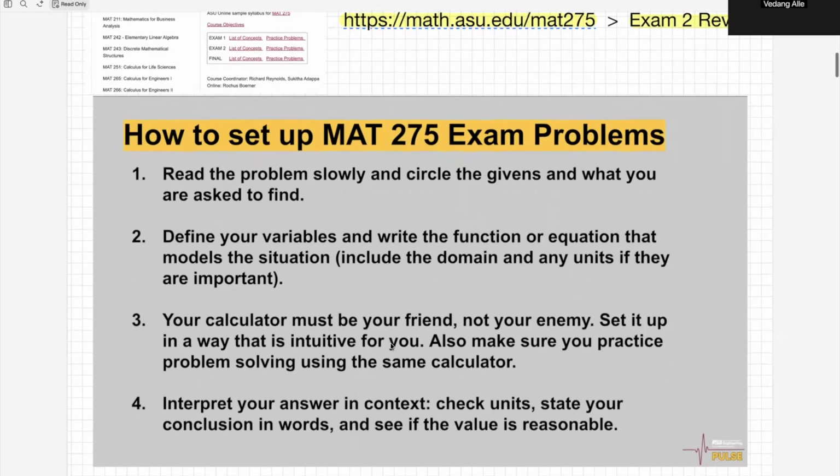Number four: interpret your answer in context. Check the units, state your conclusions, see if the value is reasonable, make your assumptions. For example, if you're doing a Laplace and you know there's no way of factorizing or getting a partial fraction decomposition done, check it out again, go through it again. Once again, see if the value is reasonable.